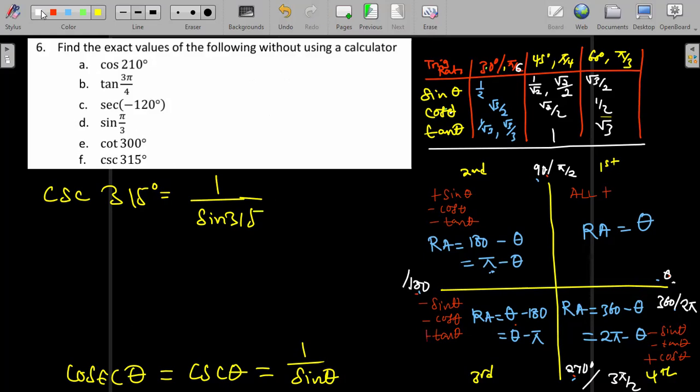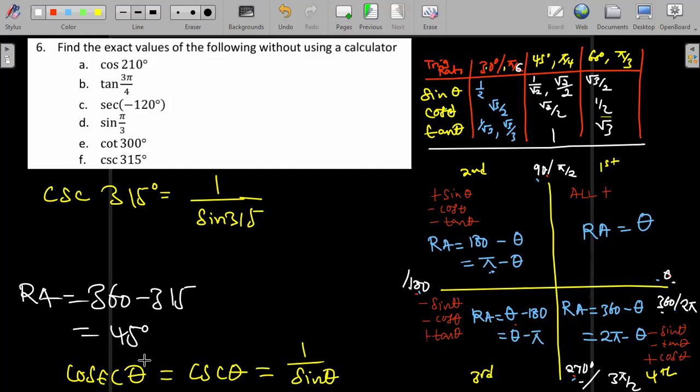Okay, so now let's find the reference angle for this 315. So 315, where is it? It's in the fourth quadrant, because it's between 270 and 360. So there, the reference angle is 360 minus 315. So if I subtract this, I'm going to get 45 degrees.